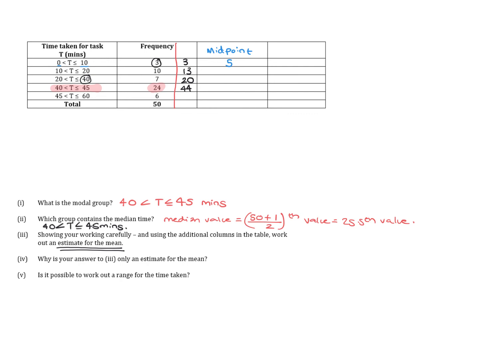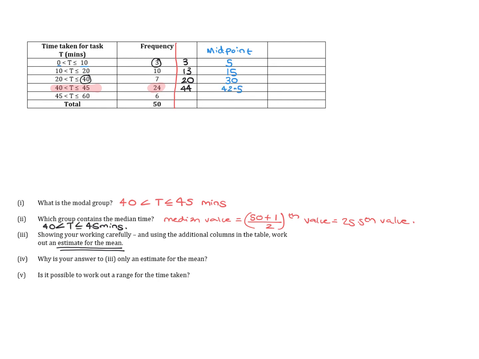And let's find the midpoint of the other groups as well. So the next group, 10 to 20, the midpoint of 10 to 20 is simply 15. The midpoint of 20 to 40 is 30. The midpoint of 40 to 45 is 42.5.